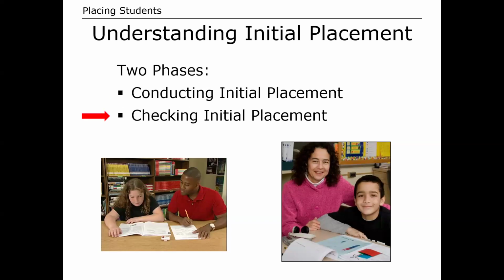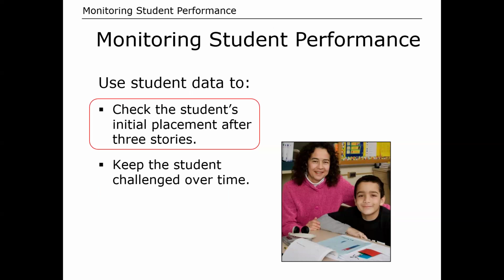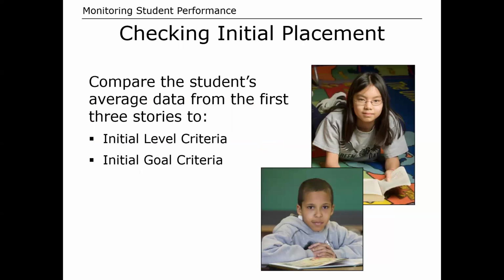Checking initial placement is a process that happens after students have completed a few stories, and it takes into account fluency, but also comprehension. When we're monitoring student performance, we have two phases. The first is the one we're talking about today, which is checking initial placement, ideally after 3 stories. And the second phase is keeping students challenged over time. We will have a webinar on that in a month or so that will cover what to do once students have passed 6 or more stories. But for now, we're looking at the start of the school year after they've passed a few stories, gathering that data and information and seeing if they are in the right level and if they have the right story goal.